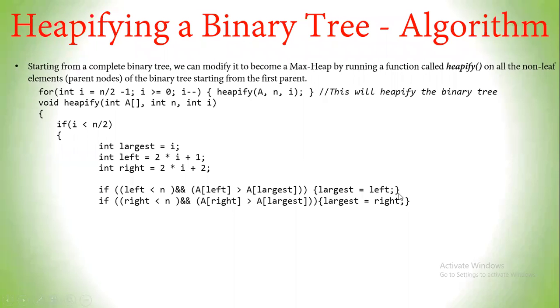So this is just setting the index of the largest out of the parent node, left child and right child. By this moment, we have compared each of the parent, left child and right child, and decided the index of the largest element. And now we check whether largest is equal to I or not. If the largest index is equal to I, then there is no problem.